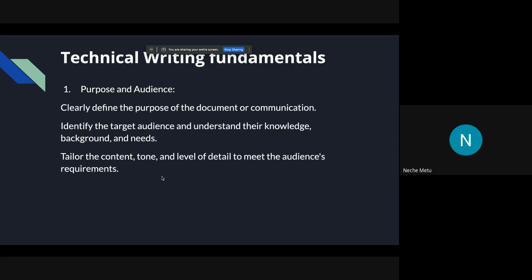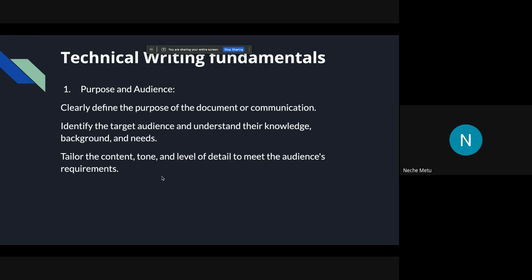And then you can see that I've really identified my target audience and also understood their knowledge, their background and needs. My target audience are majorly people above 50, and also people who try to avoid those things. I've seen the need of people avoiding stroke and all those things that happen to people. And then I will now tailor the content, my tone, and level of detail to meet the audience requirement. Because I'm writing to people above 50, I'm not writing to, so to say, very young people. So everything has to be channeled and toned to meet the audience requirement.